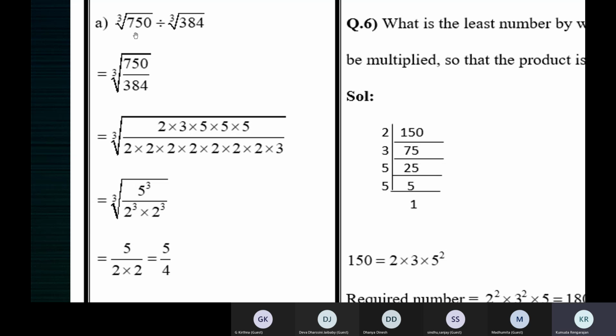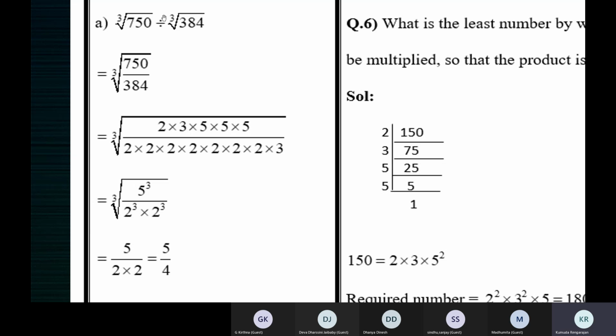Cube root of 64 divided by cube root of 343 is equal to: cube root of 64 is 4, divided by cube root of 343, which is 7. So 4 by 7. When the numbers under the cube roots are perfect cubes, you can evaluate it straight away. You can find their cube roots and get the answer straight away. When they are imperfect cubes, you must use the rule.